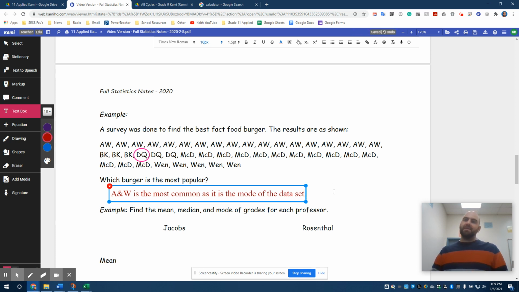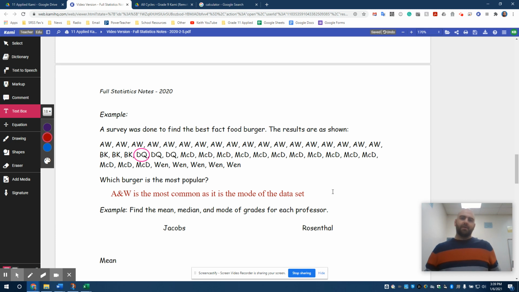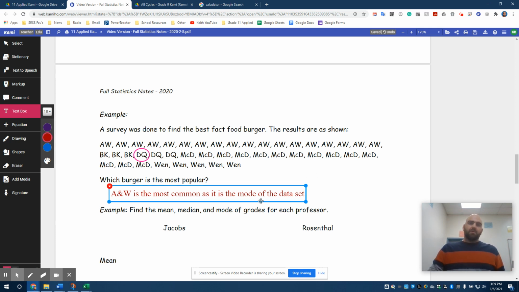We can't take the mean because there are no numbers. There's nothing to add up. So that means that we have to look at the mode. We have to look at the most common one. In this case here, it's A&W.